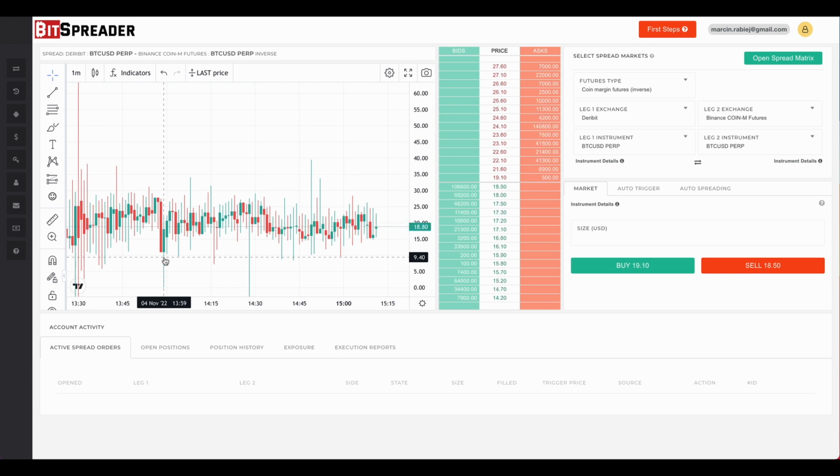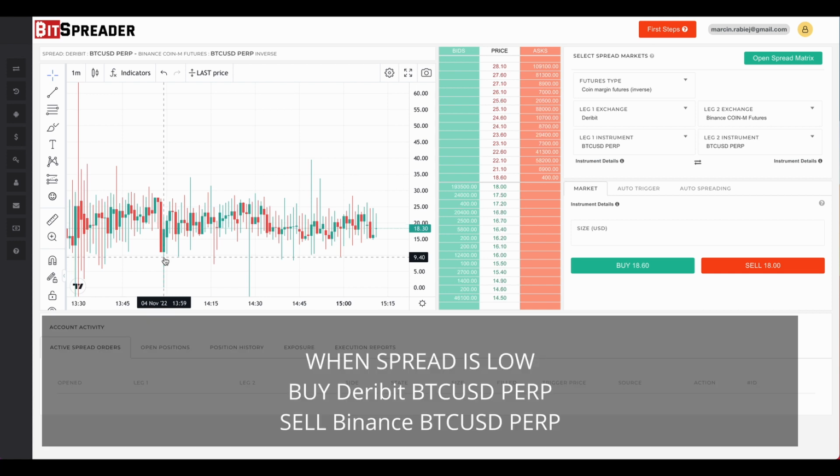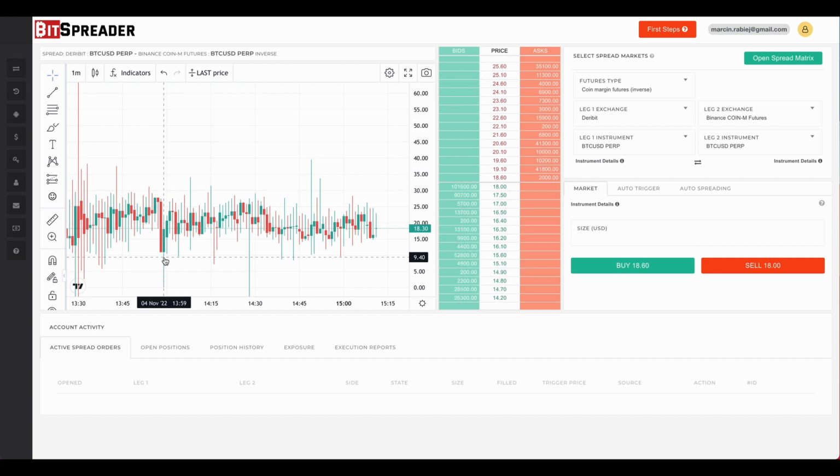How to execute the arbitrage trade? We first need to buy the spread. That means we need to buy the Deribit perpetual contract and sell the Binance perpetual contract at the same time. This is what BitSpreader does for you. It executes two trades simultaneously. The best moment for buying this spread is when the spread price is the lowest.